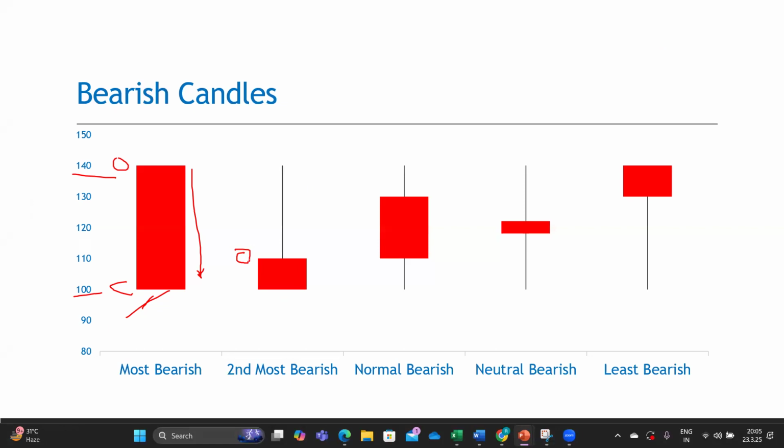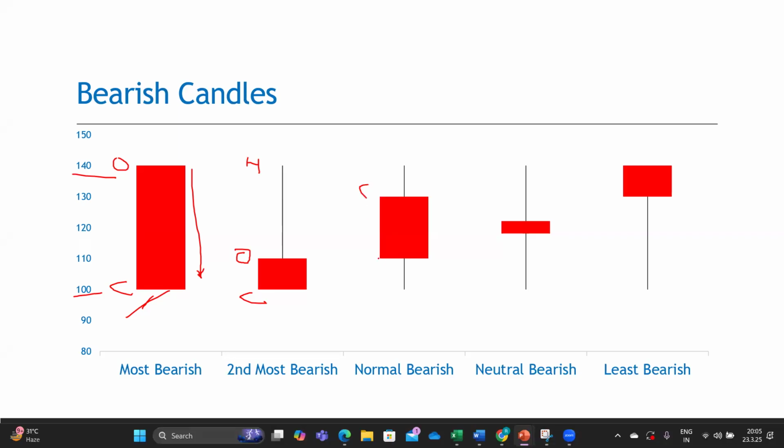As soon as it opens, let's say it starts moving up. It reaches a high point, but is not able to sustain the momentum. It falls and closes at 100. This is the second most bearish candle. This is just like that, a normal bearish candle.